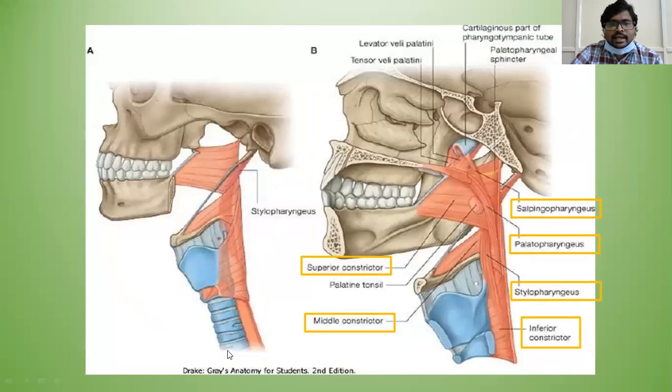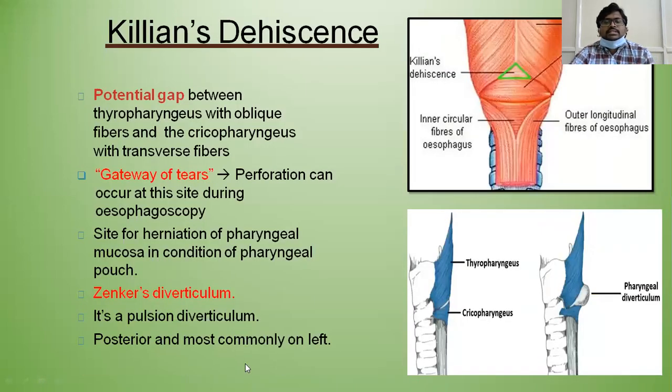This image shows the entire musculature of the pharynx. These are the constrictor muscles and these are the longitudinal muscles. Now coming to Killian's dehiscence. Between the oblique fibers of thyropharyngeus of inferior constrictor and horizontal fibers of the cricopharyngeus of inferior constrictor, there is a space. This is known as Killian's dehiscence. This space is bounded by only fascia, that is pharyngobasilar fascia and buccopharyngeal fascia together. There is no muscle in this area.